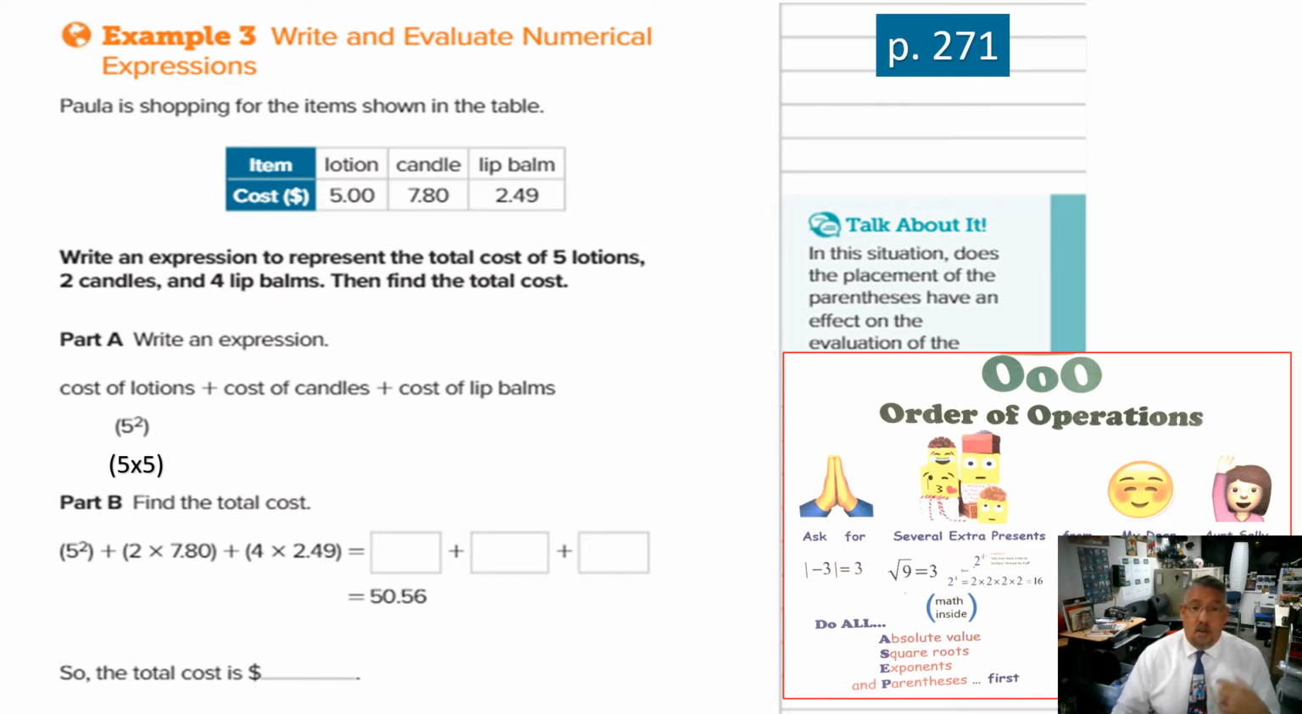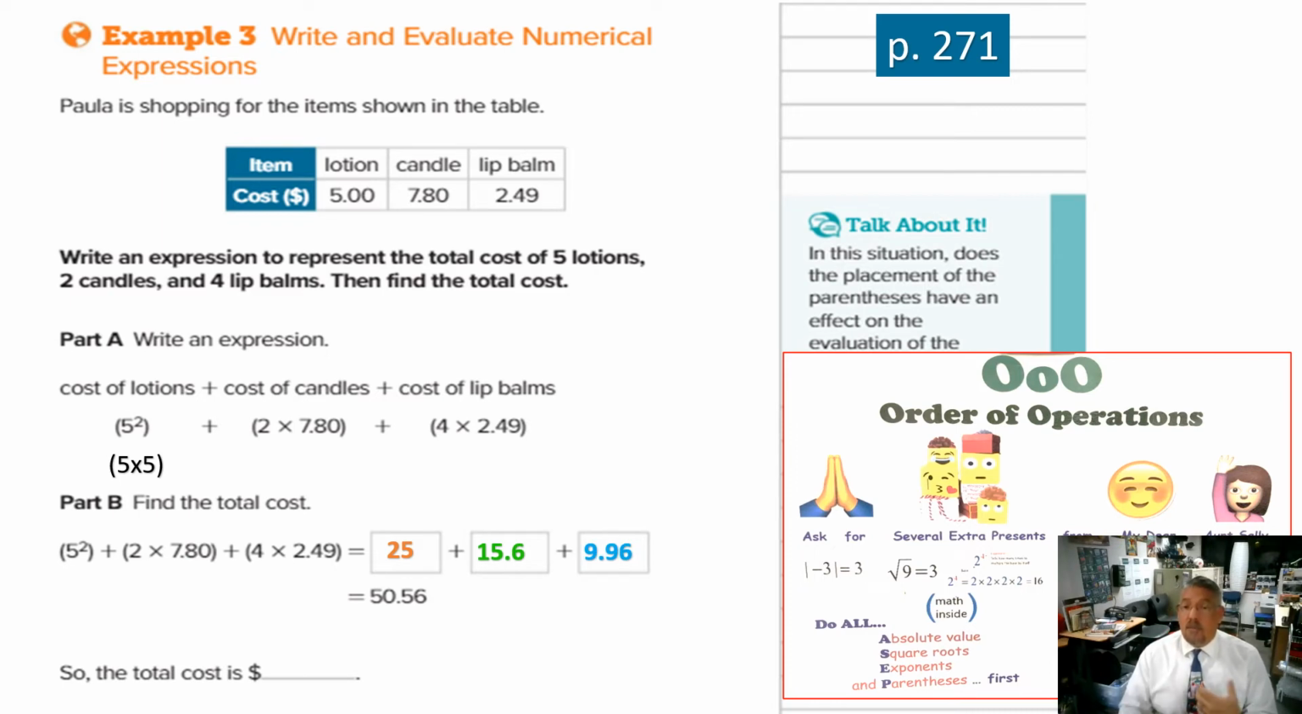When I see that the candles were $7.80, they're showing you I'm multiplying that by 2. And when the lip balm was $2.49, we're multiplying that by 4. Then we would add those values all together. So when I take 5 times 5, I get 25. And when I take 7.80 times 2 on my handy dandy calculator, it gives me 15.6. And 2.49 times 4 on my calculator gives me 9.96.